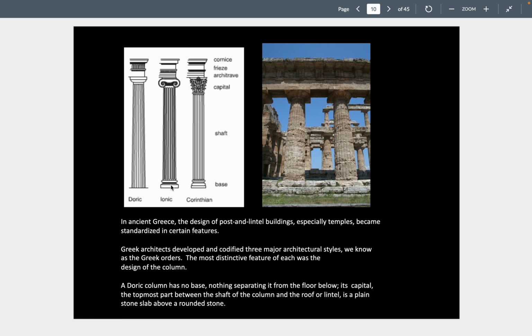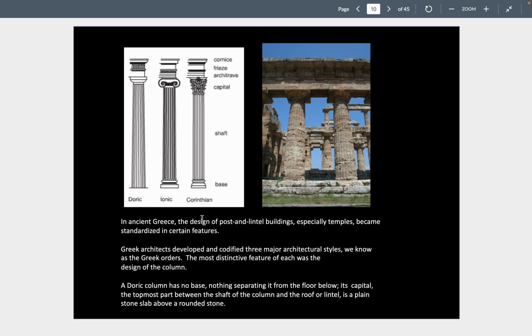The Ionic now has a base which lifts the column, makes the architecture seem a little bit lighter by lifting the column. And then on the capital, you have what looks like ram's horns. And then that sits on the entablature, under the entablature.